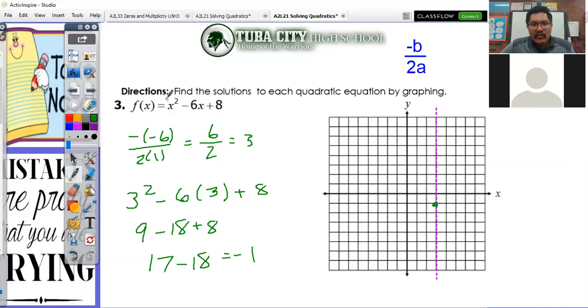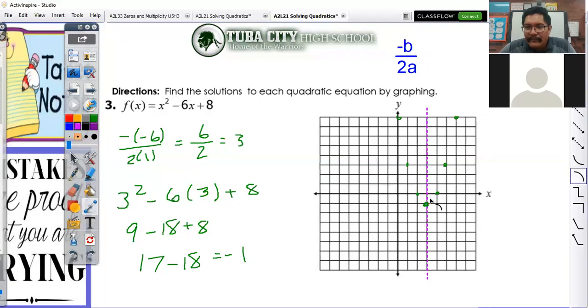Now my graph is opening upwards, and it has an a value of positive 1. So again, that means it's opening upwards at the regular rate. So up 1 over 1, up over 3, up 1, 3, 5, there we go. 1, 3, 5. So that makes it a little bit easier to hopefully graph.